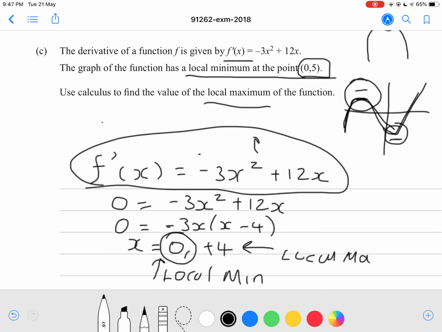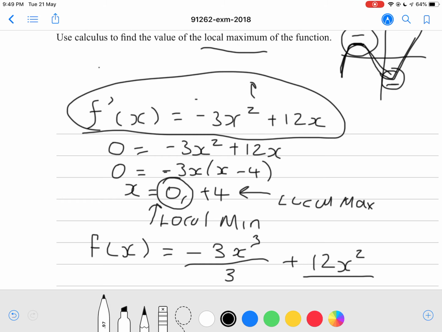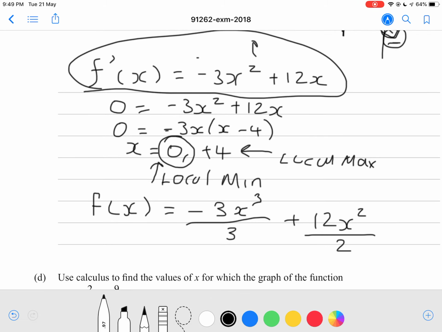So let me show you how I do it. Negative 3x to the power of 3. You take the power up by 1, and then divide by the new power, so you divide by 3. And then plus 12x squared. For this number, 12, we're just going to divide by 2 because the power is 2.